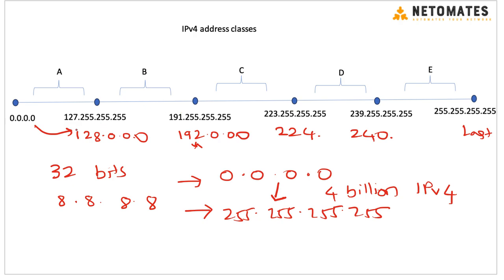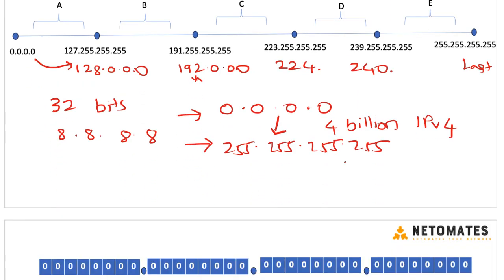Either you can remember the ranges like this: 0 to 128, 128 to 192, 192 to 224, 224 to 240, 240 to 255, or I can show you the logic behind the classification so you can remember it that way as well.